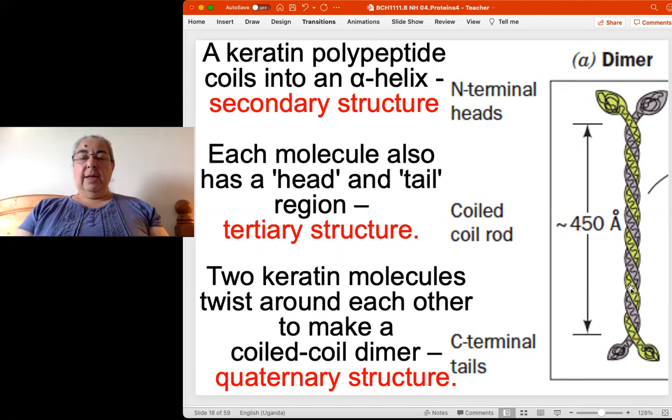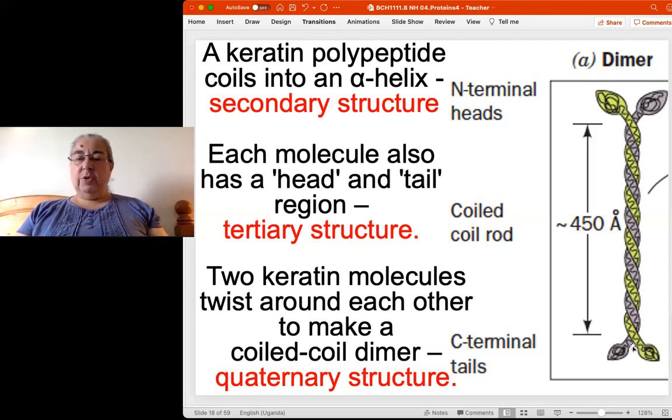Okay. So if we want to talk about this molecule in terms of the levels of protein structure we talked about last time, the alpha helix is, of course, secondary structure, but the whole molecule also has a head region and a tail region. Okay, so this represents a form of tertiary structure. So even though it's such a long molecule with just a folded head at one end and a tail at the other, this is its tertiary structure, made up mostly of secondary structure alpha helix.